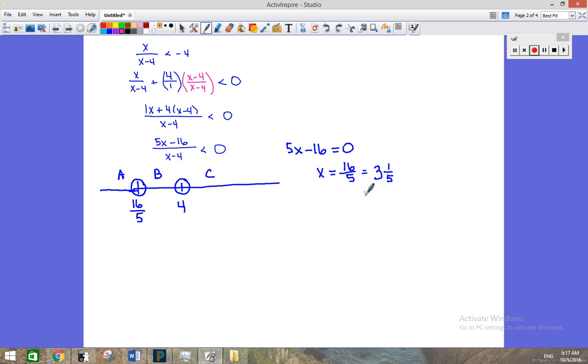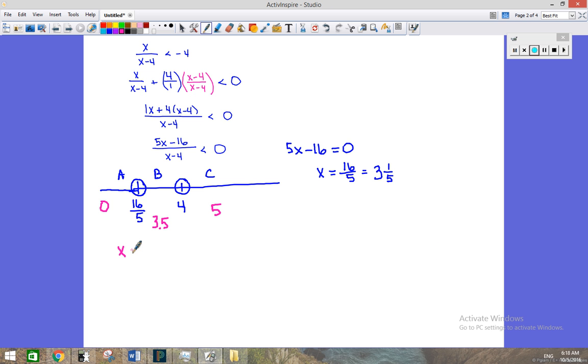A number that's less than 3 1/5, a good test point would be 0. Between 3 1/5 and 4, not really any great test points, but I suppose 3 1/2 would do. 7/2 is the same thing as 3 1/2. Well, I guess I could just put 3.5. What does it matter? You probably like 3.5 better anyway. So do I. Alright, 5 would be a good test point in region C.